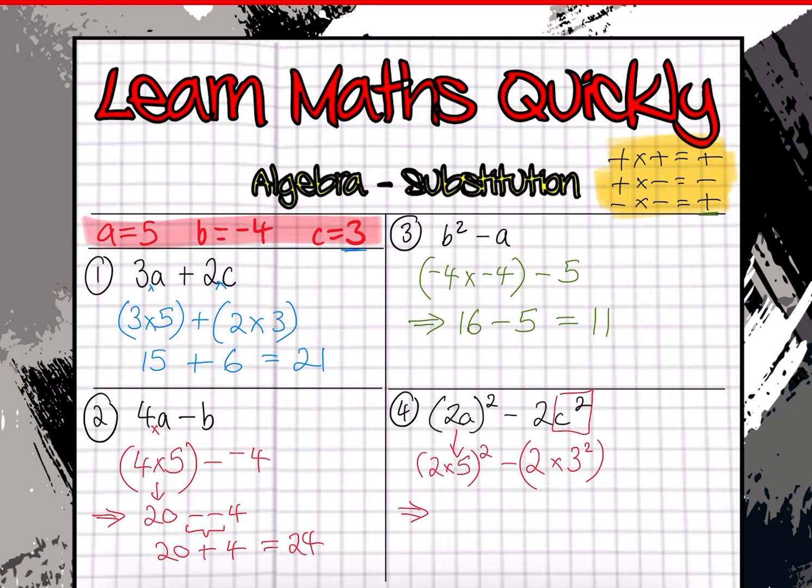So 2 times by 5 is 10. So we're left with 10 squared. And then we're subtracting the 2 times by, in this case, 3 squared, which makes 9. So again, I'm going to do really simple steps here. So 10 squared becomes 100. Take away 2 times by 9, which is 18. So now we've got 100, take away 18, which leaves us with 82.